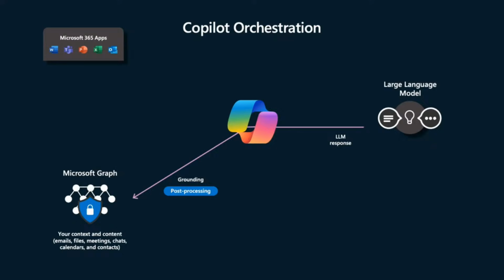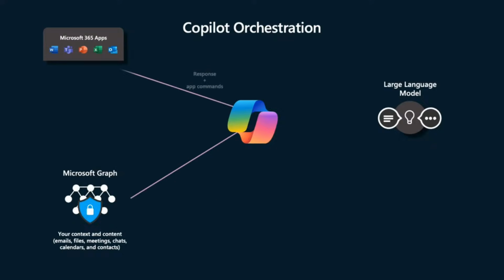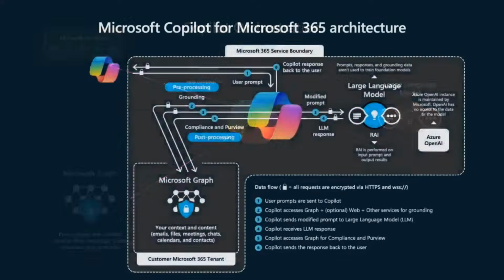Now, in the final steps here, Copilot sends a response to the user, and as you'll see, that response can even send commands back to the apps. Copilot iteratively processes and orchestrates these sophisticated surfaces, and that's how it produces a result that feels like magic. This is a look at that overall flow that we saw, and I want to reiterate that this is entirely within the Microsoft 365 service boundary, using the Microsoft 365 private instances of large language models.